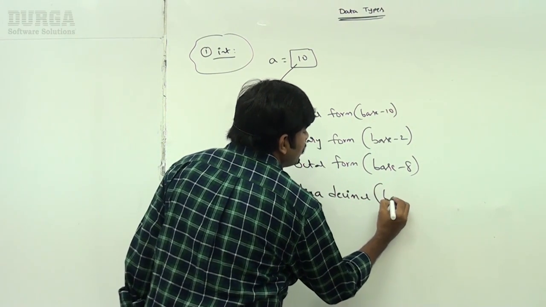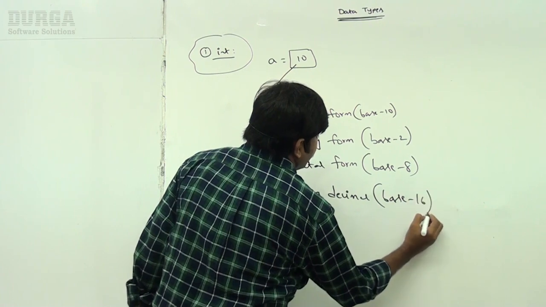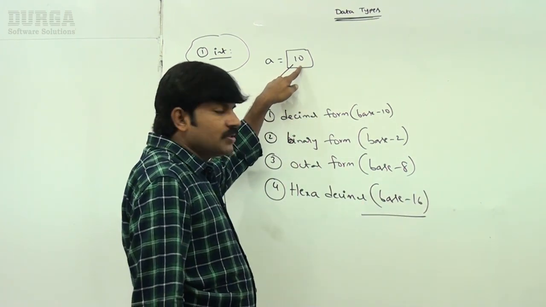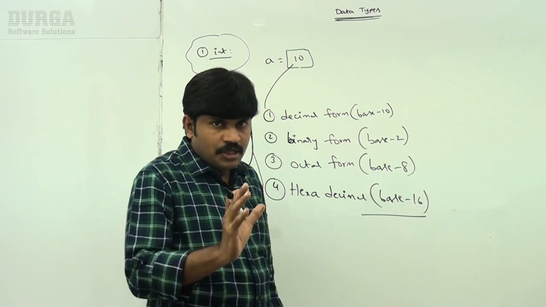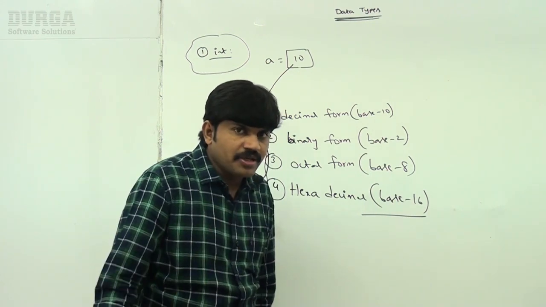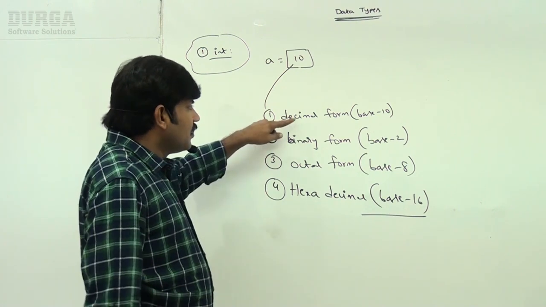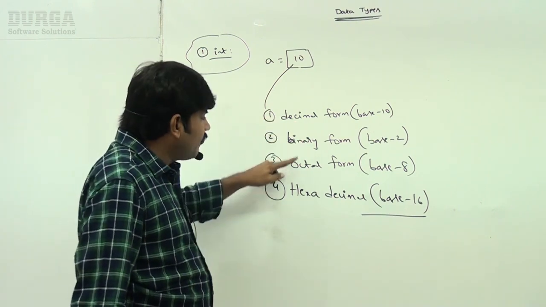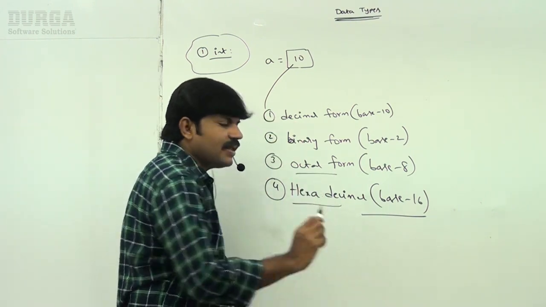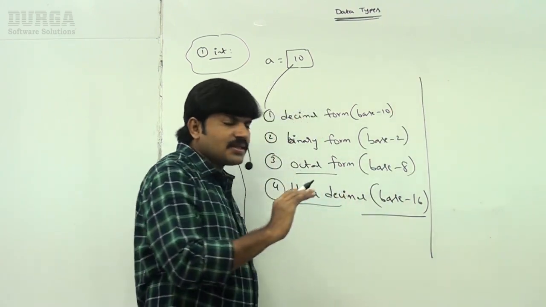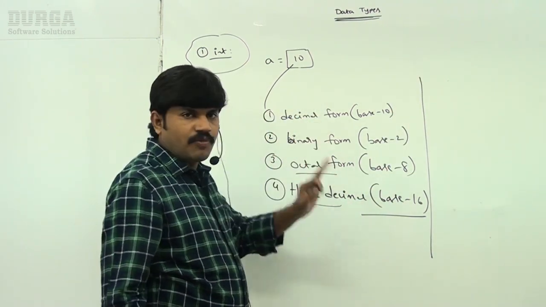Hexadecimal means base 16. Remember that. So integral values, int type values in Python, in how many ways can we represent them? Four ways are available. What is the first way? Decimal form. Second way, binary form. Third one, octal form, and then hexadecimal form. Let me talk about these forms in detail.